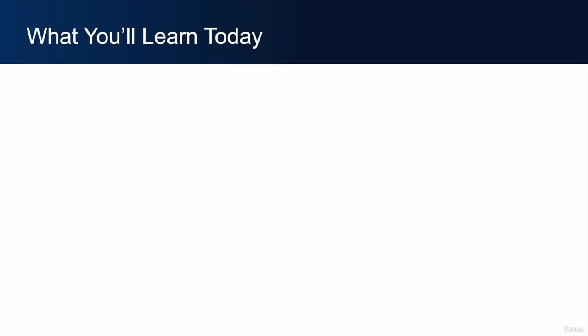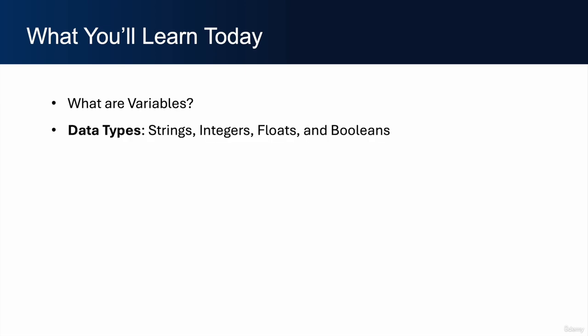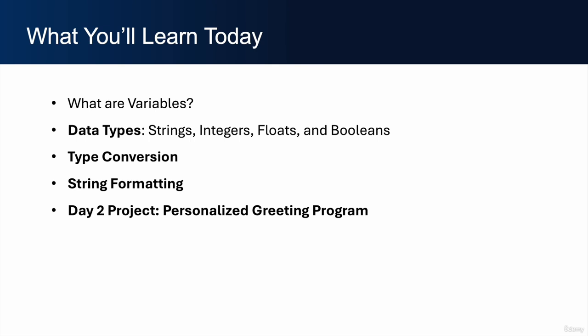Let's look at what you learned today. First, we're going to go over what are variables. Next, we're going to look at different data types like strings, integers, floats, and booleans. Next, we're going to talk about type conversion. Then, string formatting. And finally, our day 2 project, which is a personalized greeting program.